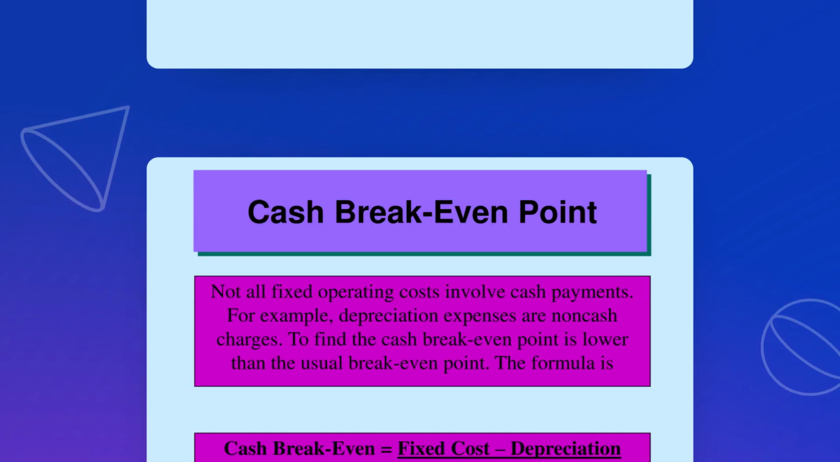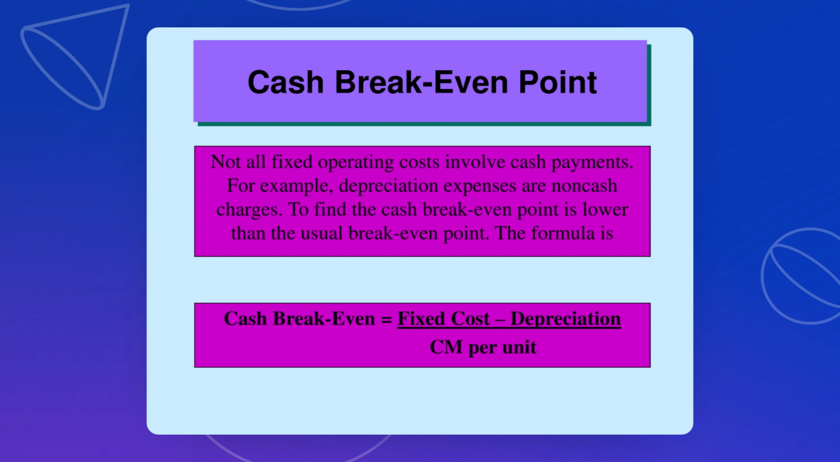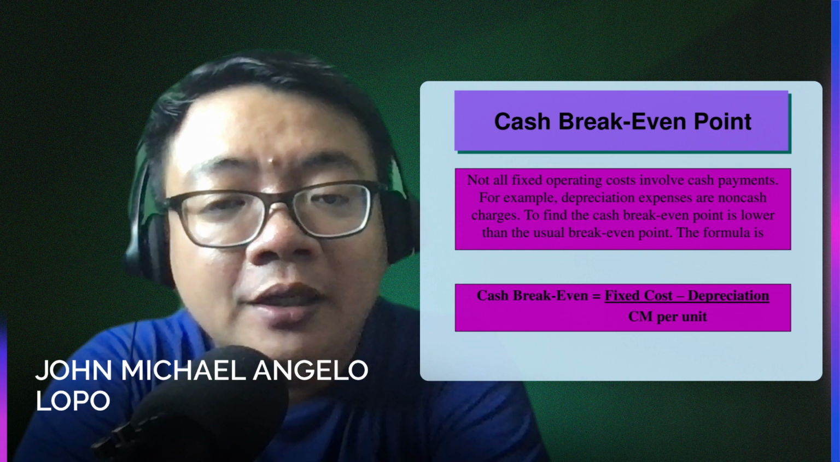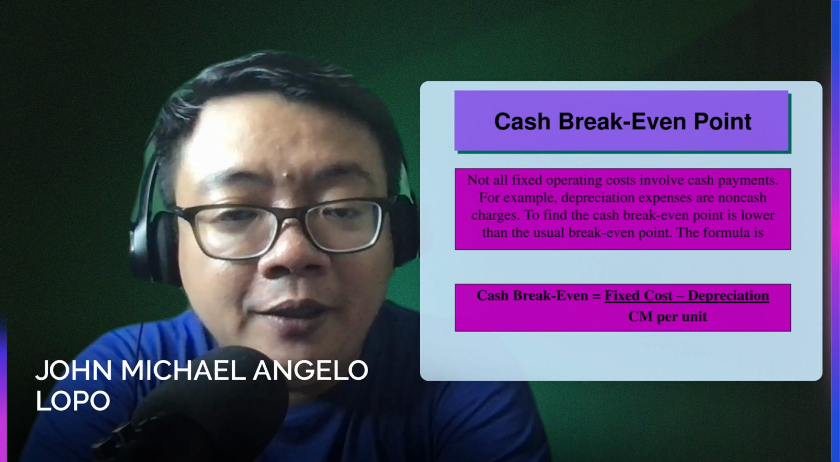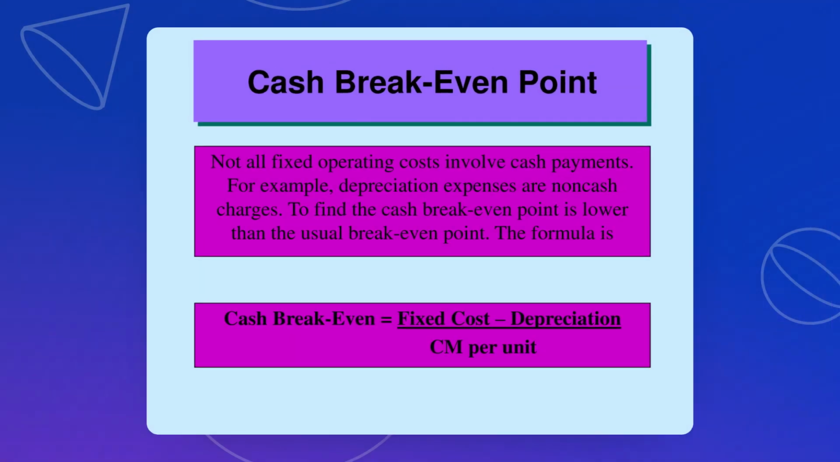In the cash break-even point, please take note, not all fixed operating costs involve cash payments. For example, depreciation expenses are non-cash charges. So the cash break-even point is lower than the usual break-even point. Because in this formula, fixed costs minus depreciation, divided by your contribution margin per unit, that would be your cash break-even point.